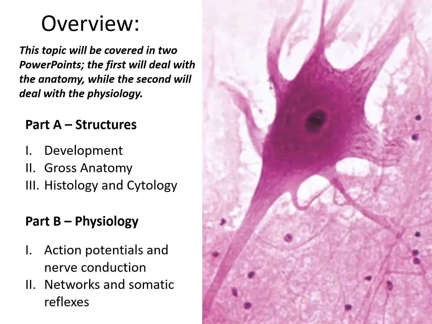We've got lots of stuff to cover, so I've divided it up into two parts. In part A, we'll look at the anatomy and also the development of the nervous system. In part B, we'll look at the physiology. Specifically, we'll look at how action potentials are generated, how they travel along neurons, and how that signal is relayed across the synapse to other cells.